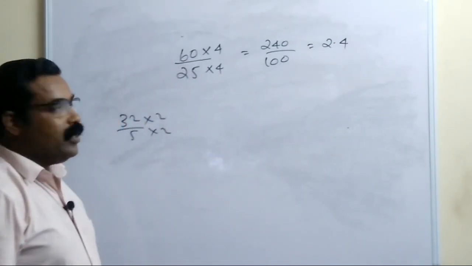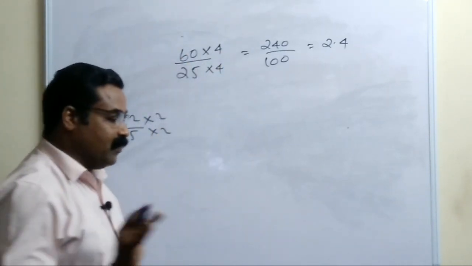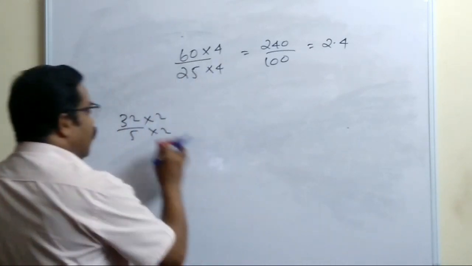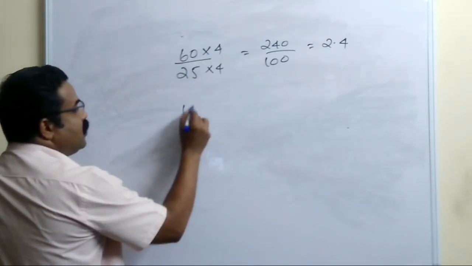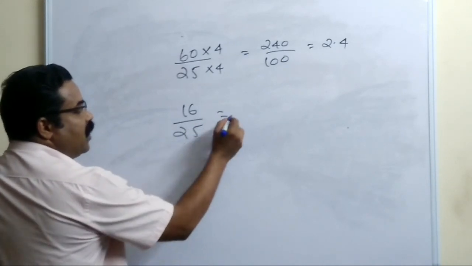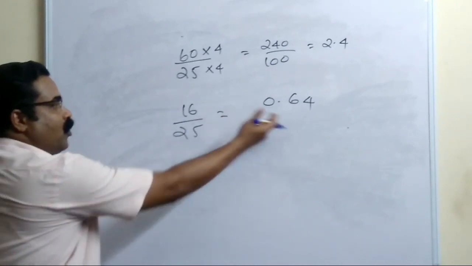So what I want to tell you is just multiply the numerator by 4 and divide it by 100. Multiply the numerator by 4 and divide it by 100. So for example, I want 16 by 25. So my answer will be what? 0.64. How quickly I can write it?